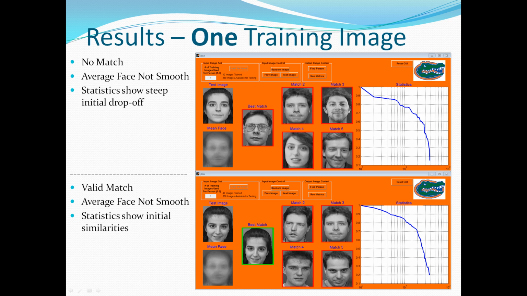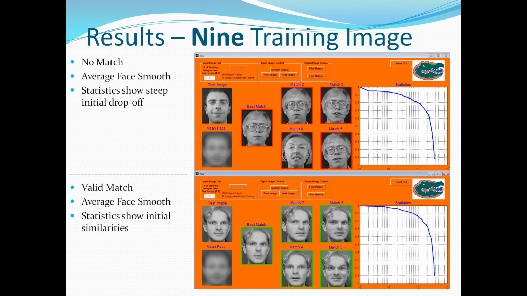Here's where the plot of statistics is useful. Starting with the correct match on the bottom, the curve is smooth and holds its level of confidence until after only about 10 images, whereas the top curve is much less confident and is very jagged. In addition, it takes a steep drop-off at the beginning.